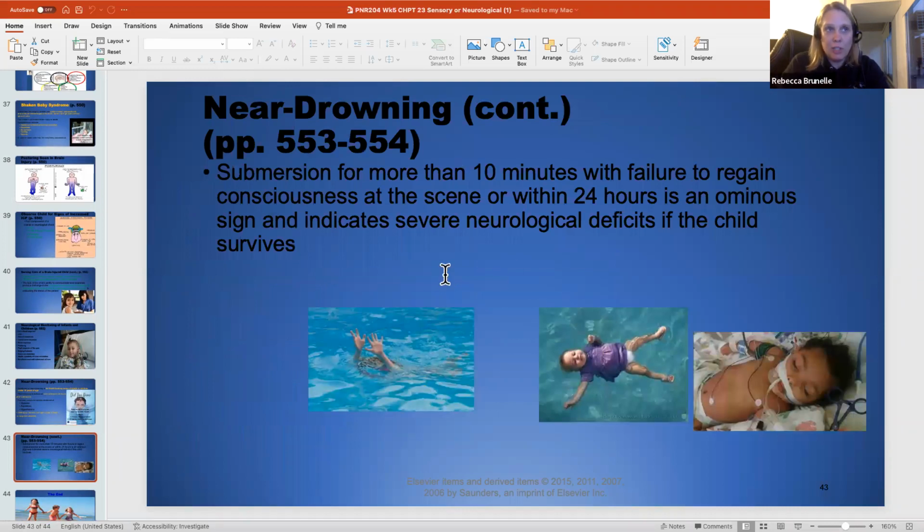So it's defined just as submersion for more than 10 minutes with failure to regain consciousness within 24 hours. I'm sorry, near drowning is submersion for more than 10 minutes, and it's ominous if they don't regain consciousness within 24 hours.